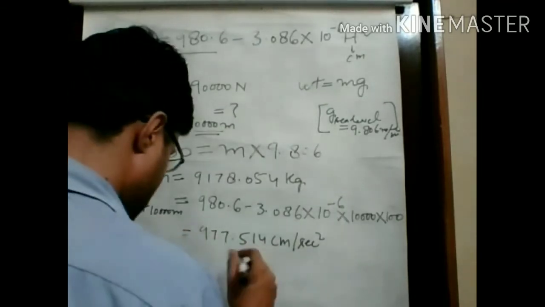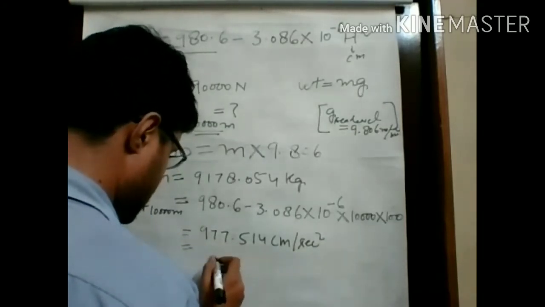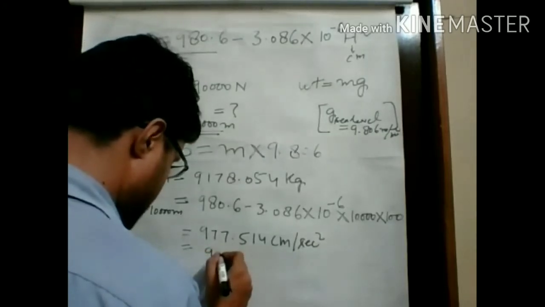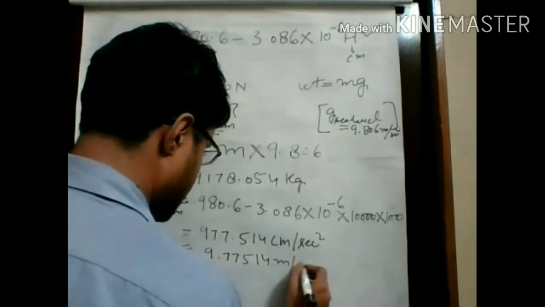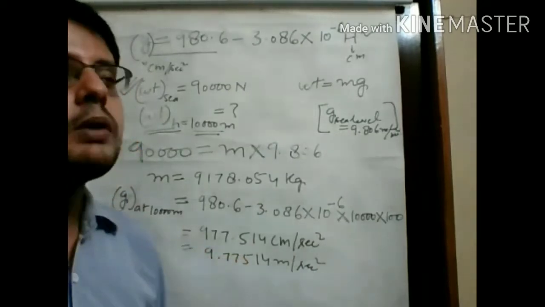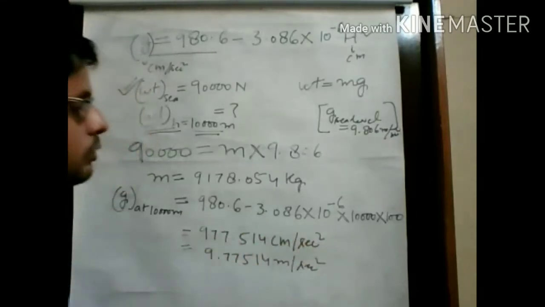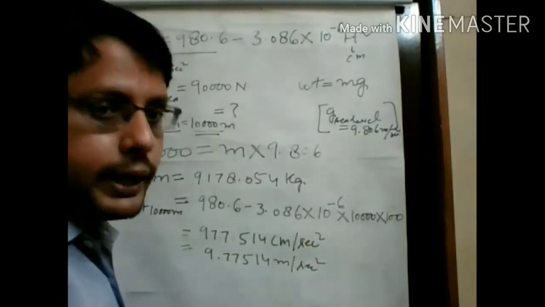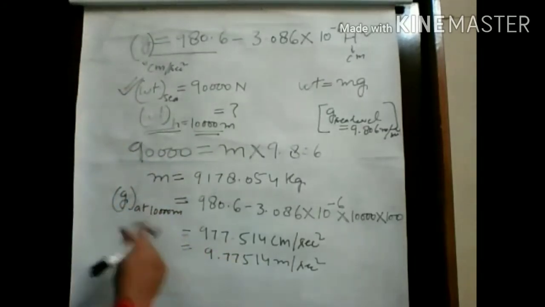Now, if we convert this g into SI units, it is 9.77514 meter per second square. Since 1 centimeter is 10 to the power minus 2 meter, we have to divide this term by 100. And then this value is converted into meter per second square. Okay, so we get this g value at 10,000 meter.